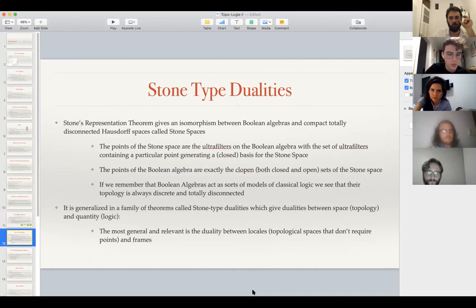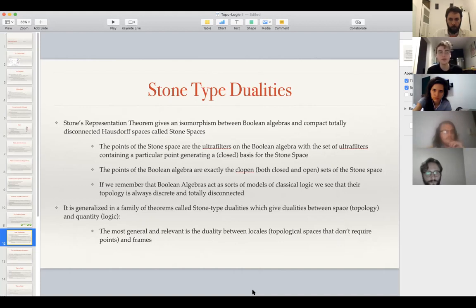I'm just going to take a little quick detour because we've talked about ultrafilters. I just want to mention another connection, which is a very strong connection between topology and logic. It's really a set of theorems called Stone dualities or Stone type dualities. It's based on the original Stone's representation theorem, which is an isomorphism between Boolean algebras, which, as we know, are models of classical logic, and the set of ultrafilters containing a point generating a basis for this thing called the Stone space.